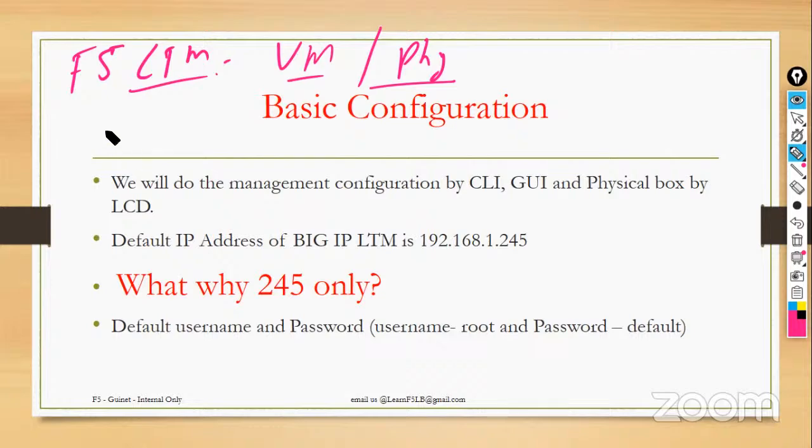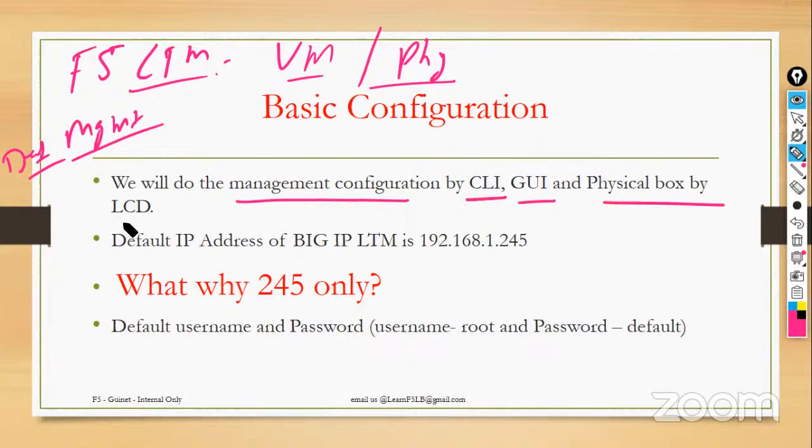For example, what is the management IP, means the default management IP? If you have the virtual, how you can configure it? If you have the physical, how you can configure it? So management configuration with the CLI and GUI. If we have the physical boxes, we have the LCD panel on the boxes. We can configure the IP from the LCD. Here we have the buttons and all. We will see how the physical box looks like. So 192.168.1.245 is the F5 default IP.